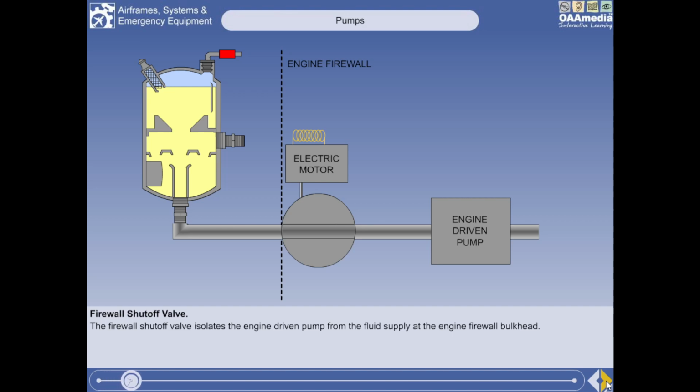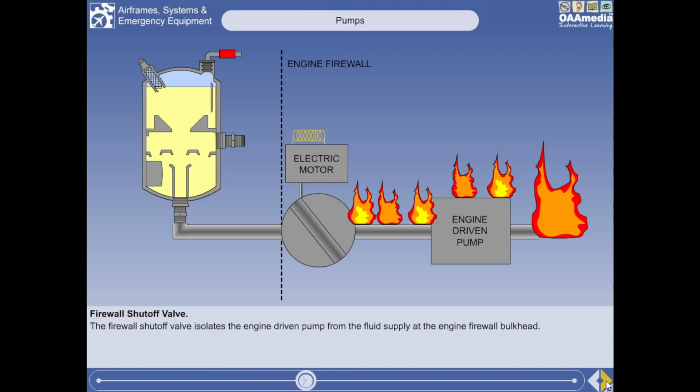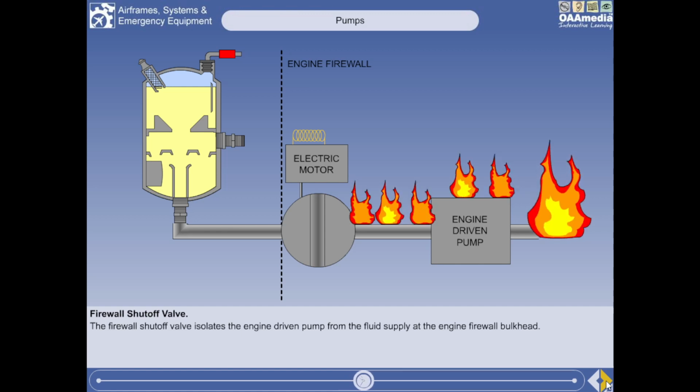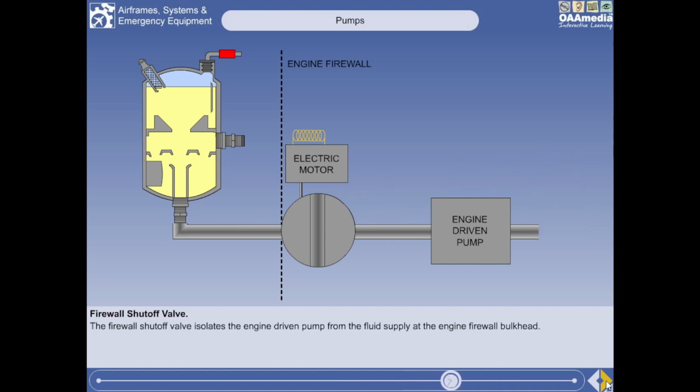Engine-driven hydraulic pumps cannot normally be disconnected from the engine. So in the event of an engine fire or an internal pump leak, it is necessary to have a method of isolating the pump from the flammable hydraulic fluid supply. This is achieved using a motorized firewall shutoff valve. The valve is open during all normal operations and only closed when it is called for in an emergency checklist. If the pump continues to rotate with this valve closed, it will rapidly suffer damage because of the lack of any cooling or lubricating fluid.